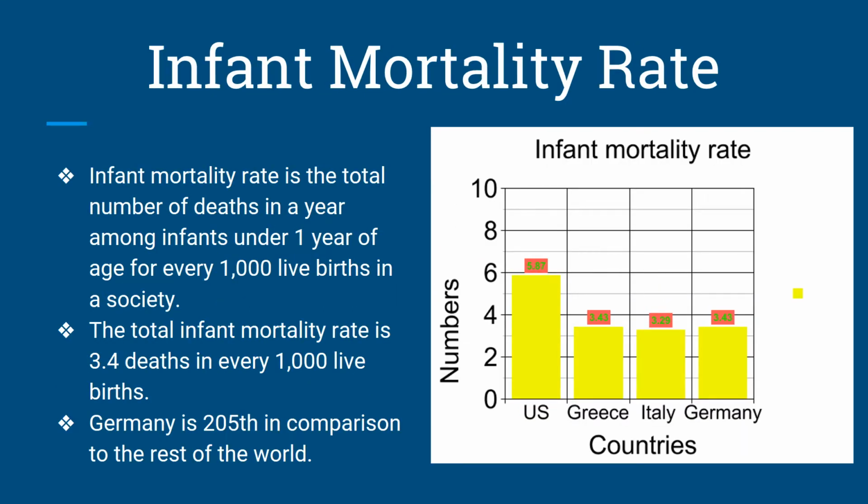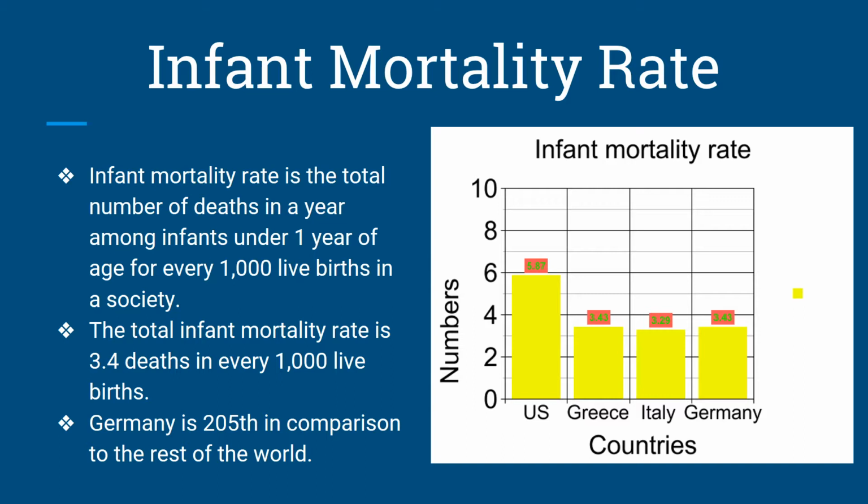Infant mortality rate. The infant mortality rate is the total number of deaths in a year among infants under 1 year of age for every 1,000 live births in a society. The total infant mortality rate is 3.4 deaths in every 1,000 live births. The male rate is 3.7 deaths in every 1,000 live births. The female rate is 3.1 deaths in every 1,000 live births.